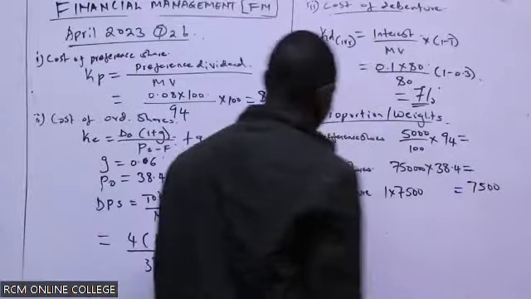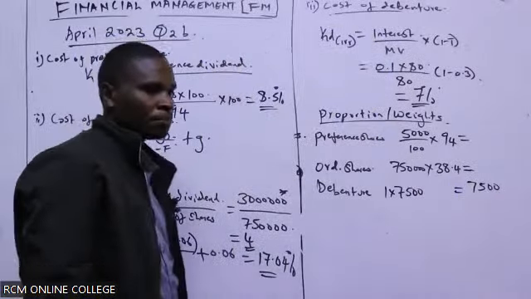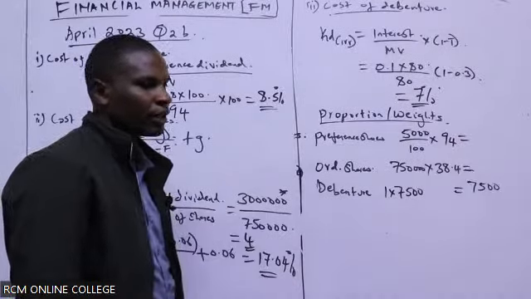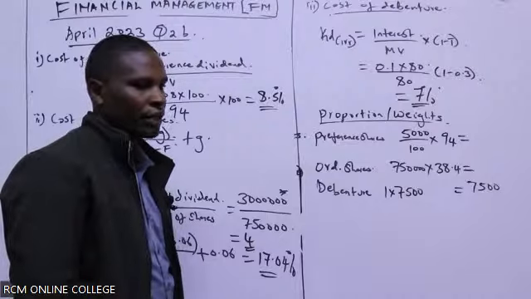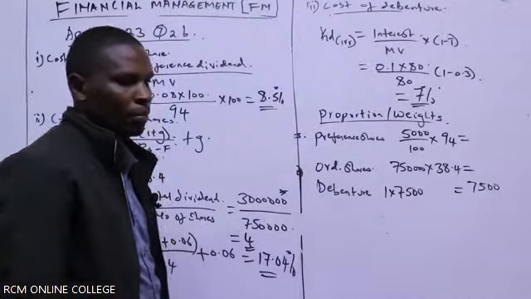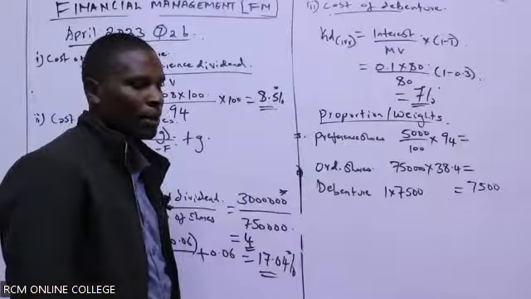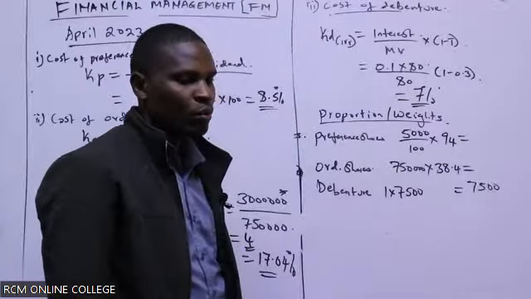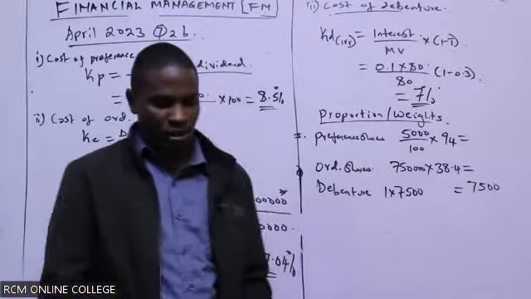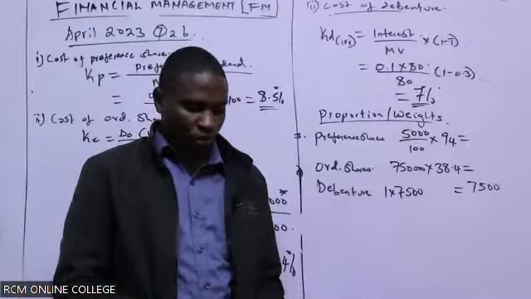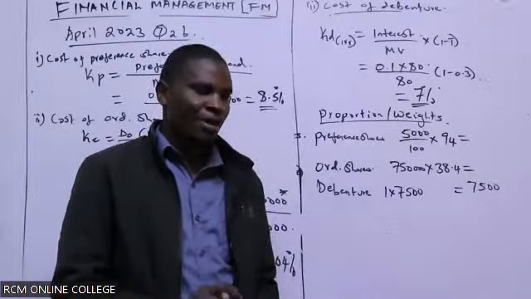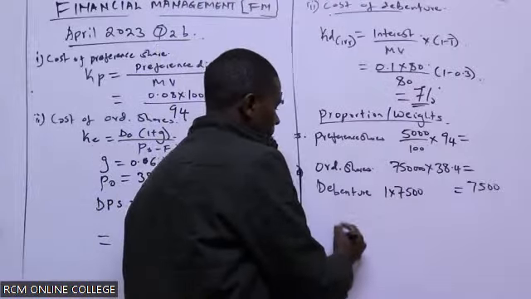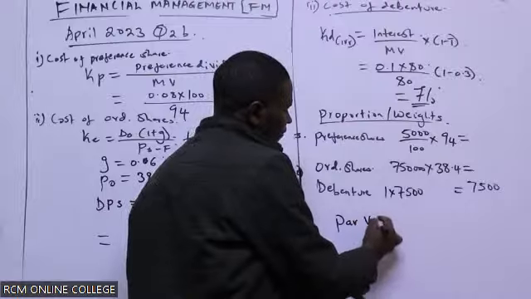So nipatie the value of ordinary share na preference share. Ordinary share na preference share ngapi? Ona ordinary share hatujatumia par, just nataka uangalie tu vizuri. Why do we use par, by the way? A good question from Immaculate. Why do we use par value?